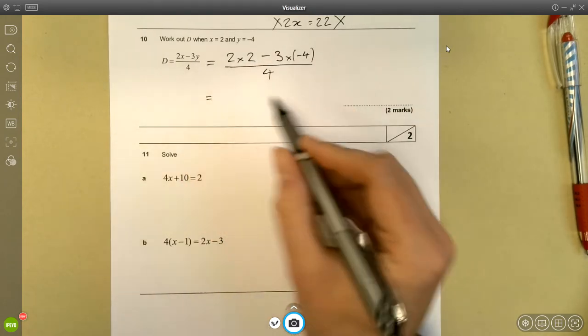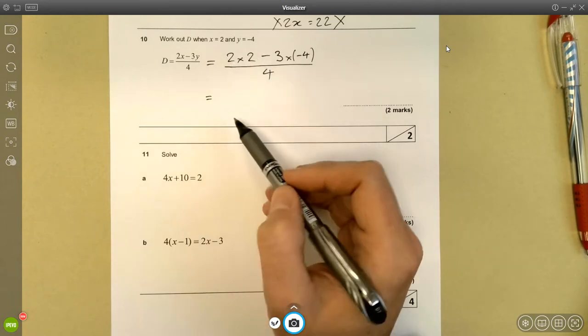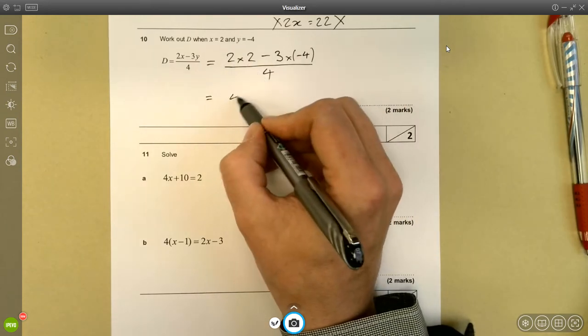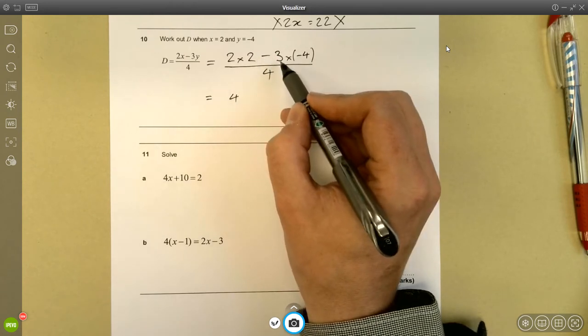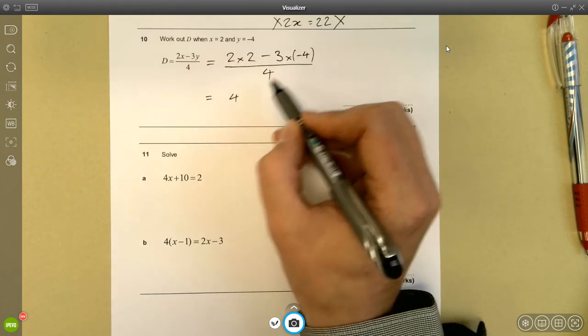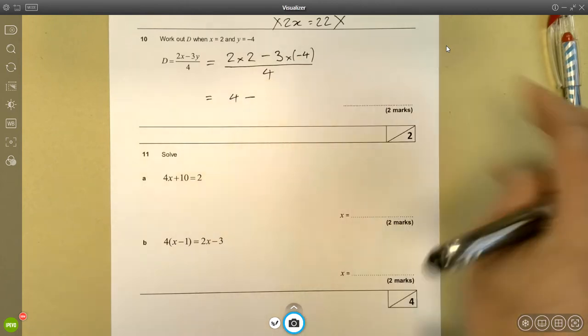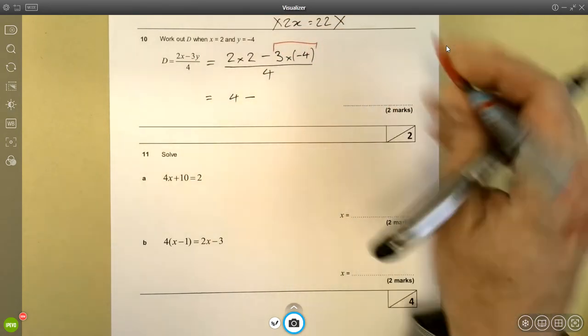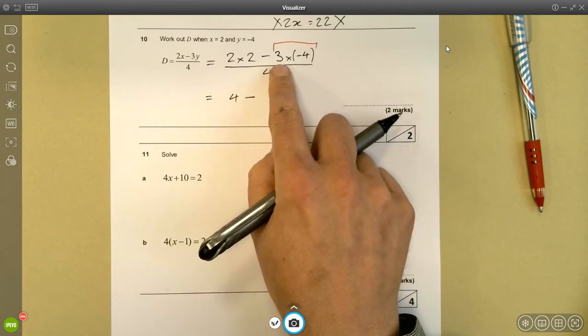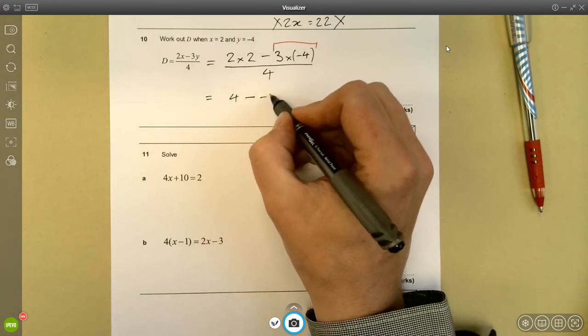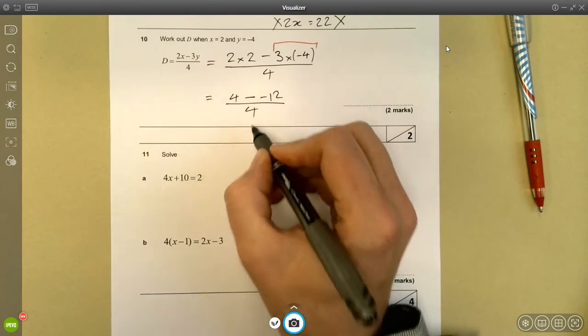Let's break this up. First up, we're going to do this multiplication. That's fine. 2 times 2 is 4. Now, we're going to subtract the answer to 3 times -4. So we're going to subtract this answer here. Now, 3 times -4, 3 times 4 is 12. 3 times -4 must be -12, all over 4.